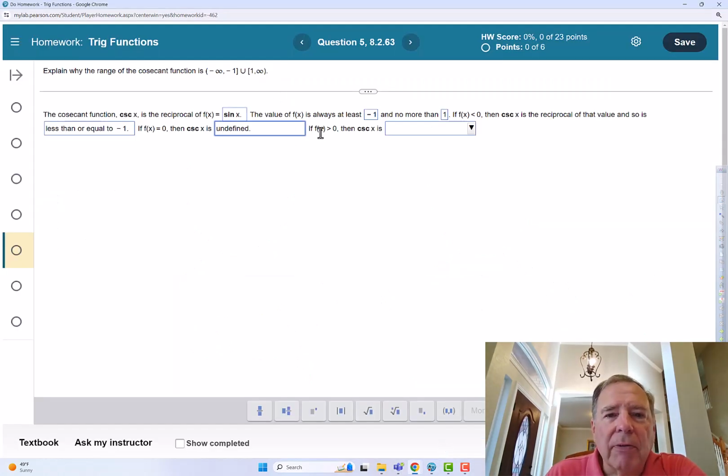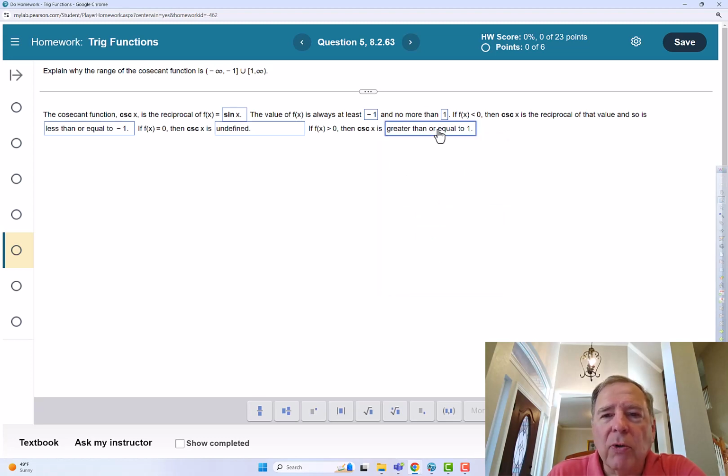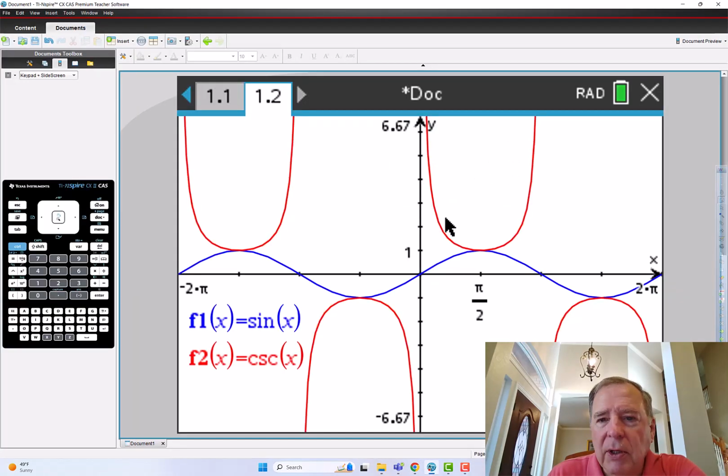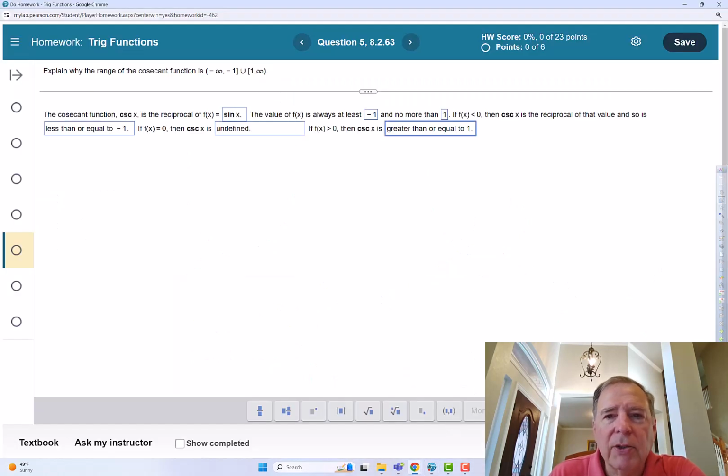And then if f of x, which is sine x, is greater than 0, then cosecant is greater than or equal to 1. So again, that's here. We can be equal to 1, but other than that, we go streaming up to positive infinity. So we'll go check that answer.